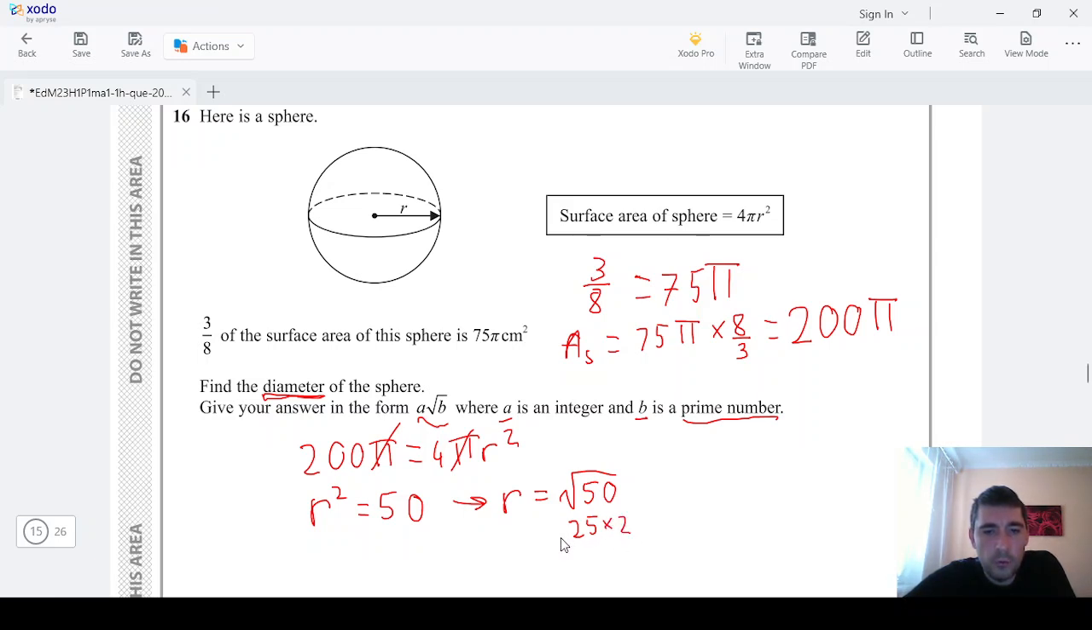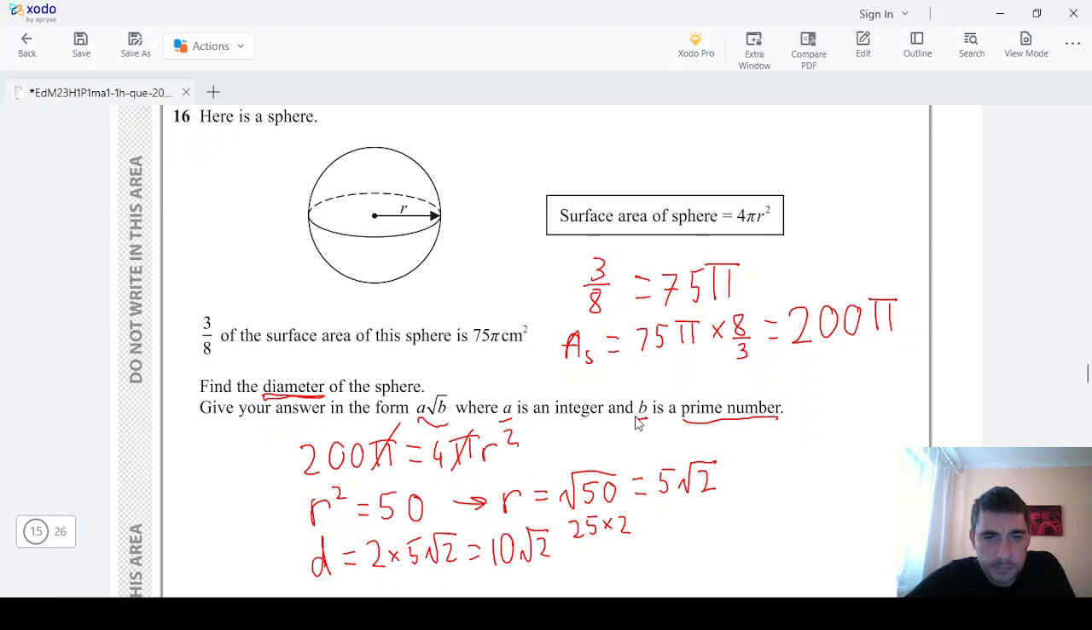So we square root 25, we get 5, okay, and remains root of 2. Okay, so now next bit, so we've got radius, and the question asks for a diameter. Okay, so diameter is double the radius, so diameter will be equal 2 times 5 root 2, which is 10 root 2.